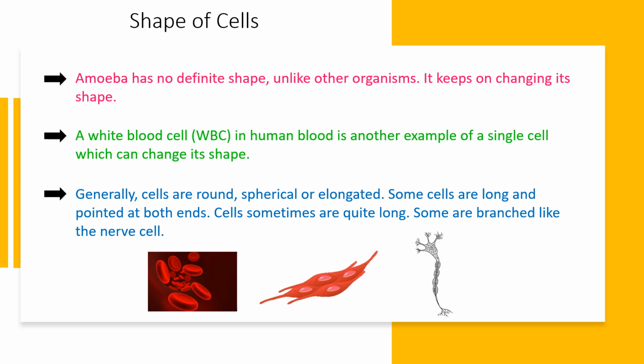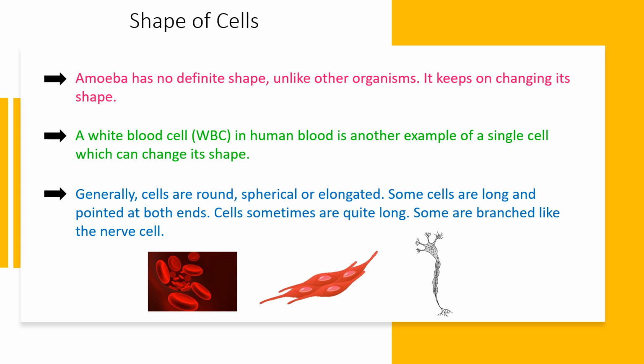A white blood cell is another example of a single cell which can change its shape. And you can see three cells here. Some cells are long and pointed at both ends. Cells sometimes are quite long. Some are branched like the nerve cell. In the first picture you can see some red cells. They are RBCs. RBCs means red blood cells.